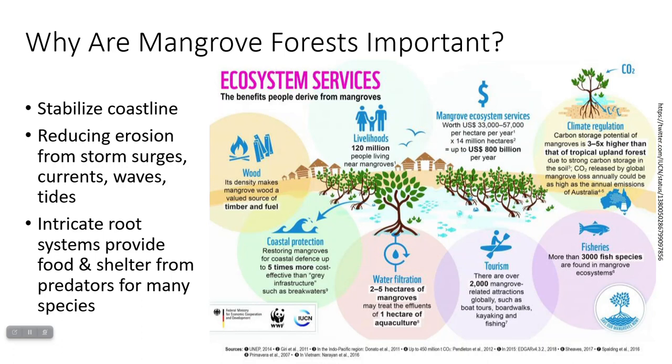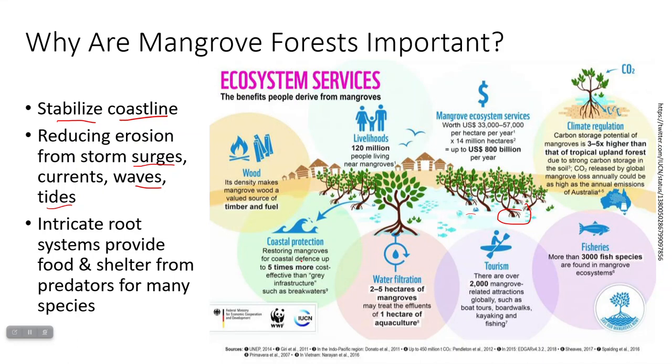Mangrove forests are especially important as well because they can do a lot of things. One thing they do is they stabilize the coastline. So they help make sure that you don't have as much erosion so that you don't lose more land. They reduce erosion. They also reduce some of the intensity of some storms. So they protect against storm surges, which is increases in the water level as a storm is approaching, waves or tidal systems. And they have these really complicated branching root systems, kind of like what you see here, that provide food and shelter for a lot of organisms from predators. So let's look at this diagram.